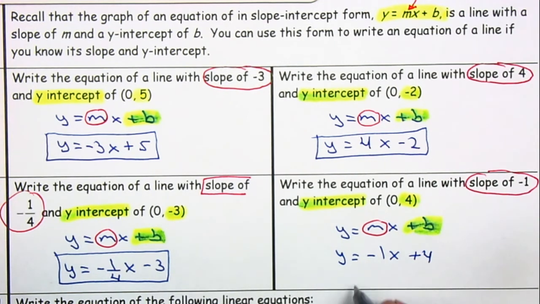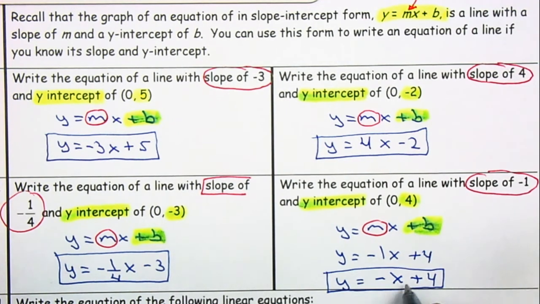Now, some of you guys might choose to write down -x plus 4. Remember, if the coefficient is 1, we don't need to write it down. Let's go over to the next example.